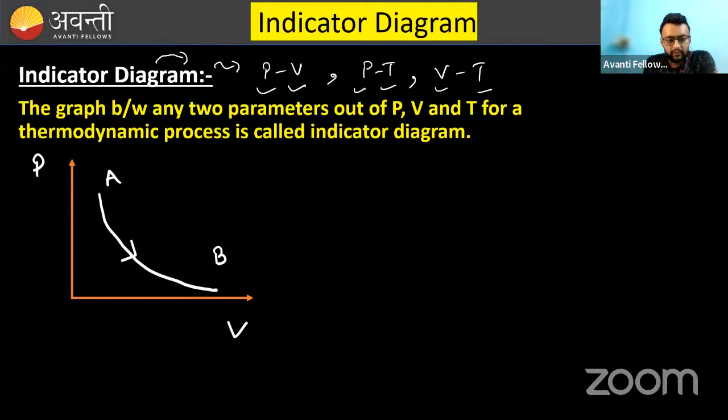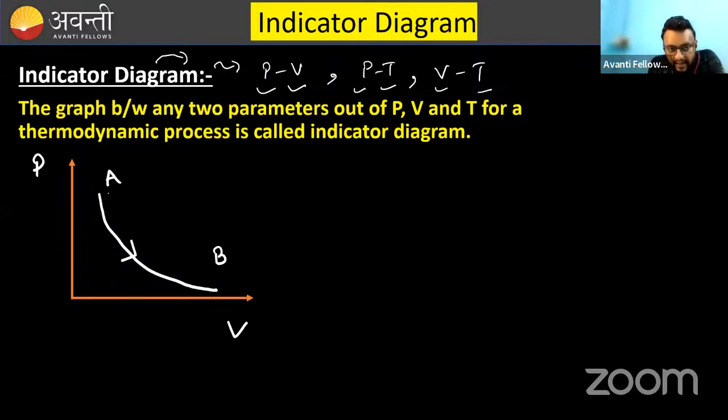You can see there is a graph between pressure and volume. One axis is pressure, another axis is volume. And there is a graph starting from A, ending at B. What are the critical things you should understand from this graph? The arrow indicates the direction of the process. The arrow says that the process starts at A and terminates at B.